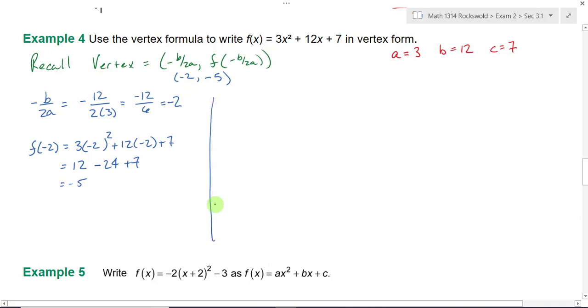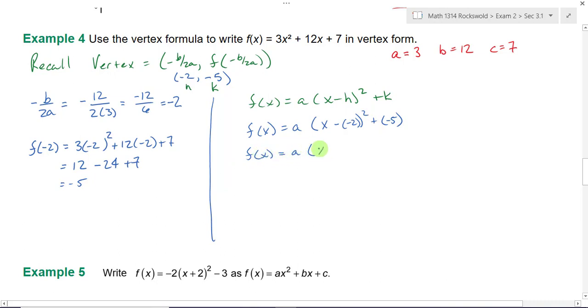So now we go over and we use the vertex form of the function f of x equals a times x minus h squared plus k, and we drop in the numbers for h and k. H is -2, k is -5. So that gives us f of x is equal to a times x minus -2 squared plus -5. Now we just want to clean this up, and that's going to give us f of x equals a times x plus 2 squared minus 5.